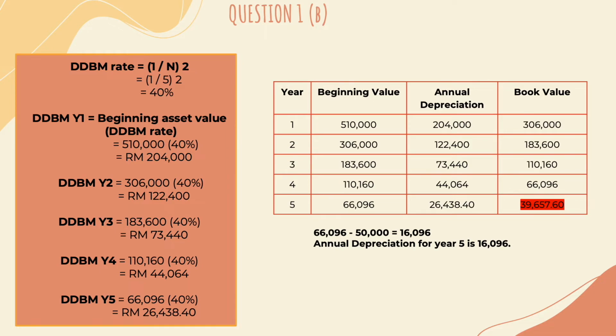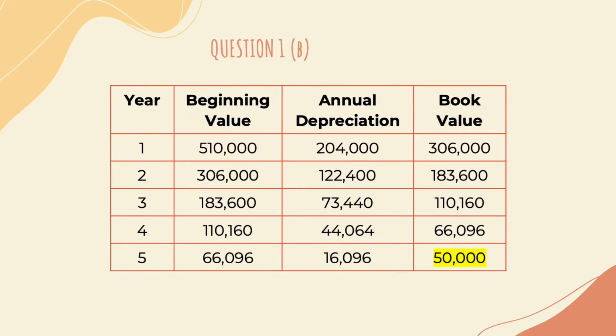Next, in order to get the 50,000 for the year 5 book value, we need to construct another table. But first of all we need to calculate the beginning value for year 5, which is 66,000 and 96 minus 50,000, which is the salvage value, and we will get 16,096.